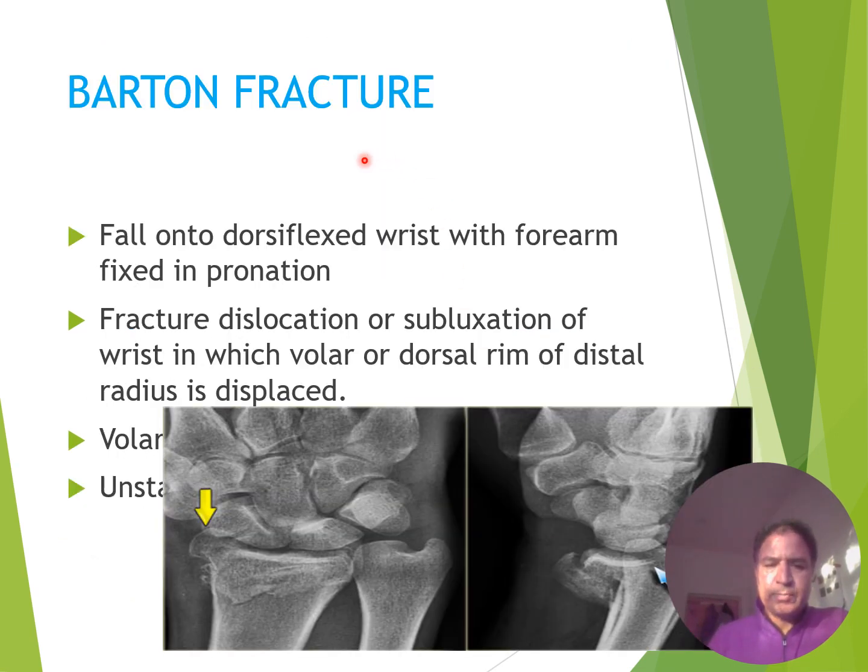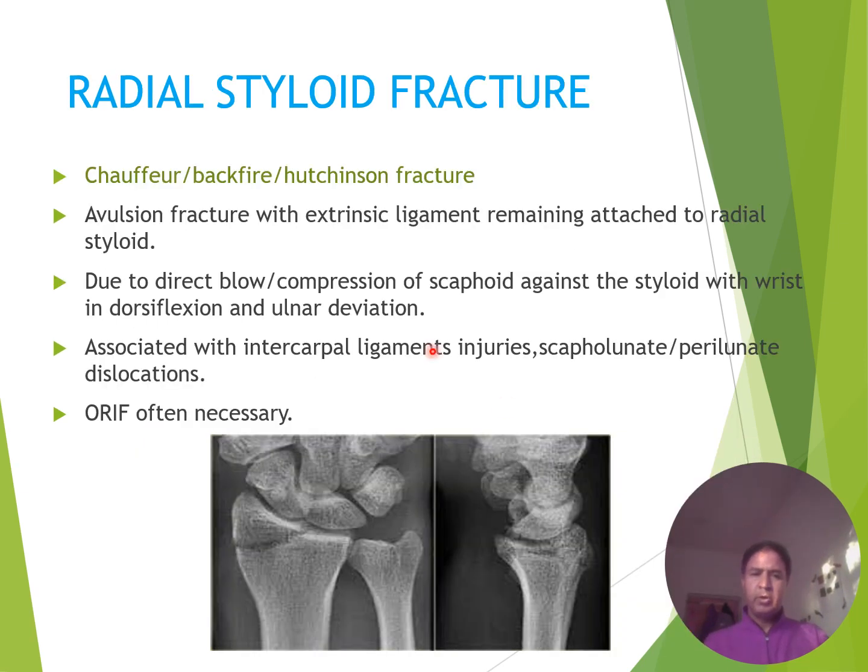Barton's fracture. This is the Barton's fracture here. Fall onto a dorsiflexed wrist with forearm fixed in pronation. Fracture dislocation or subluxation of the wrist in which the volar or dorsal rim of the distal radius is displaced.